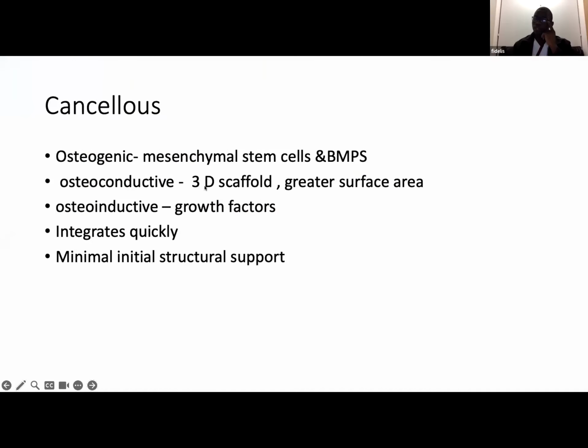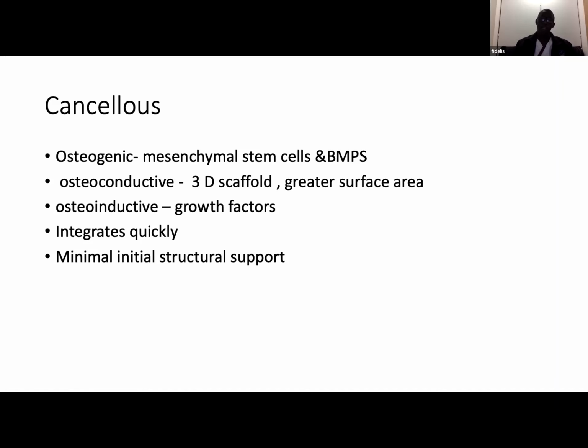Okay, sorry. So a little bit about cancellous autografts. In terms of their properties, they're mainly osteogenic, osteoconductive, and osteoinductive. These grafts contain mesenchymal stem cells and also some proteins, which include bone morphogenetic proteins, which are pro-bone formation. And then they also provide a 3D scaffold for osteoconduction. And cancellous bone grafts actually have greater surface area compared to other autografts like cortical bone.